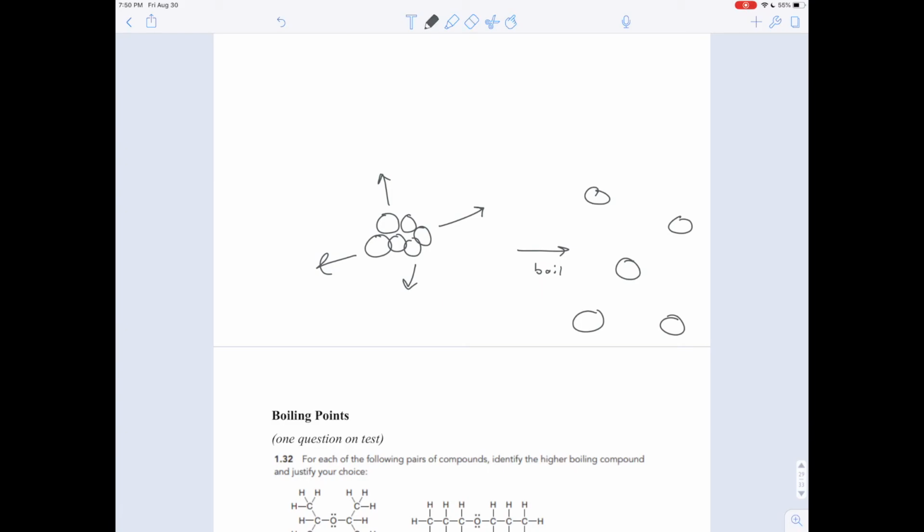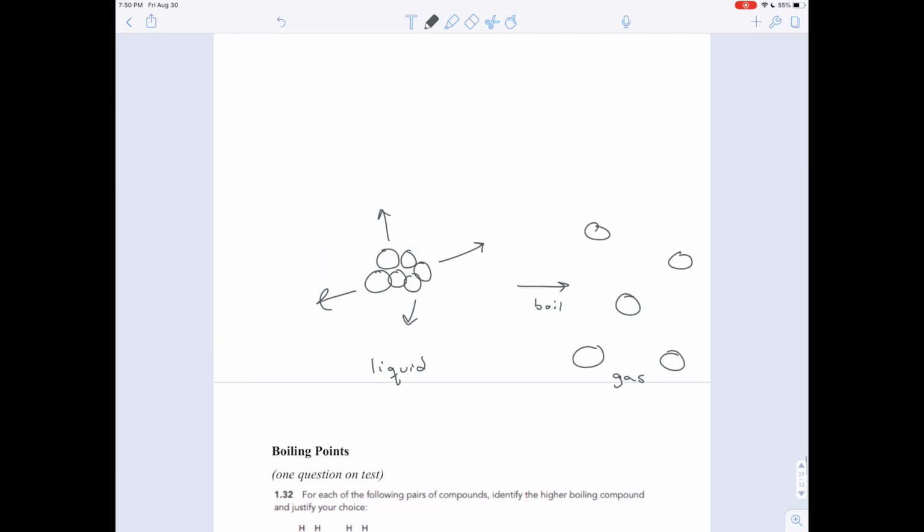And so to turn a liquid into a gas, you have to rip the molecules apart. And that becomes harder the more they stick together. In other words, the more molecules stick together, the harder it is to rip them apart, and the higher their boiling point will be.